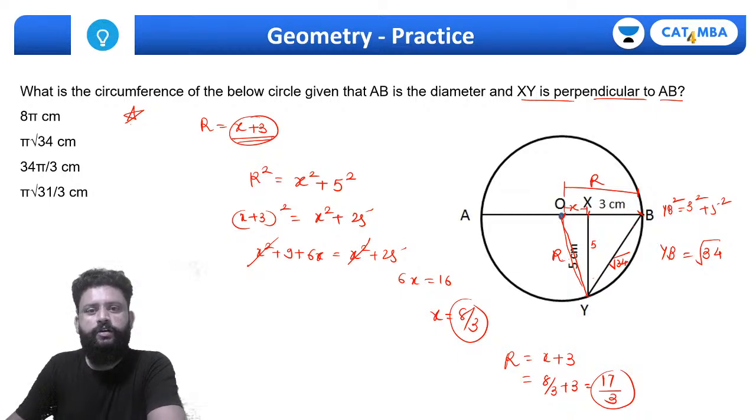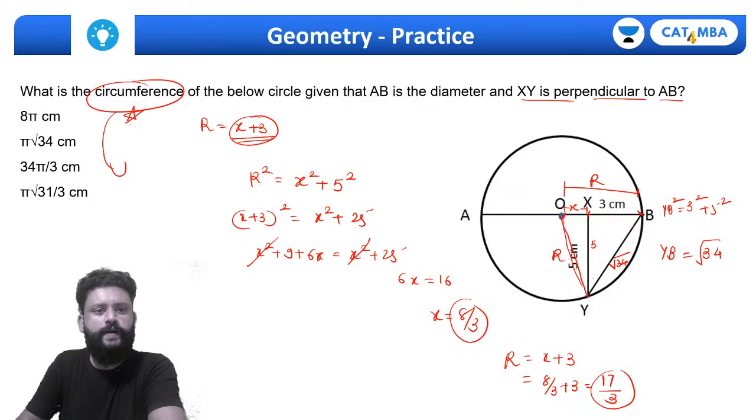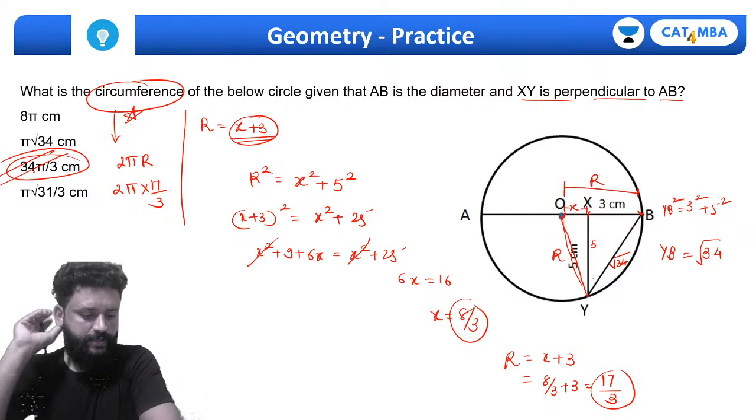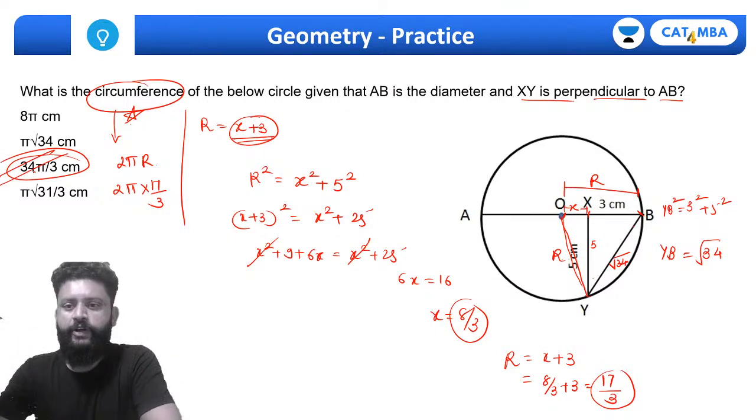17 by 3, and we are supposed to calculate the circumference. Circumference is 2 pi r. I'll write over here 2 pi into r. So 2 pi into 17 by 3. 17 into 2 is 34 by 3 pi. That's answer option C. Right, Shivam, have you understood this?